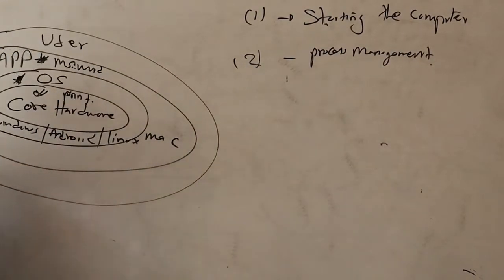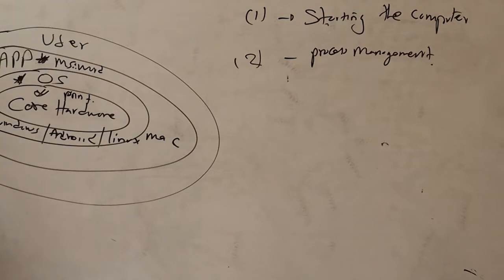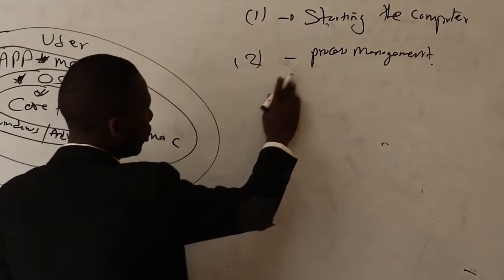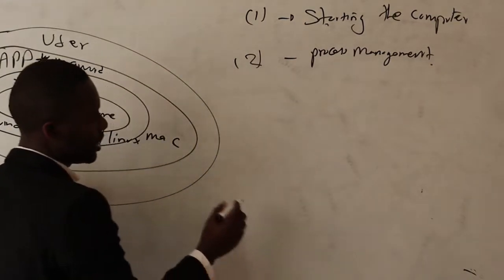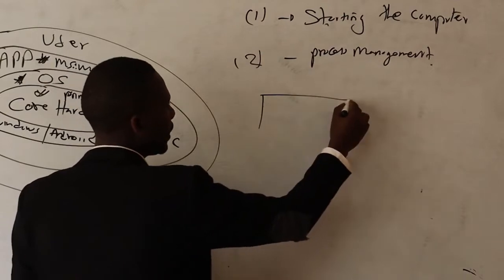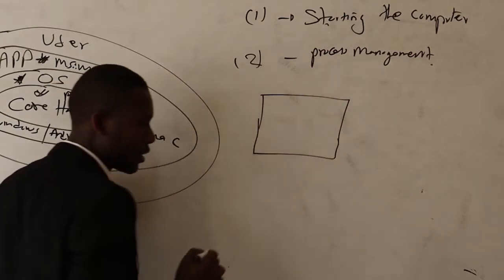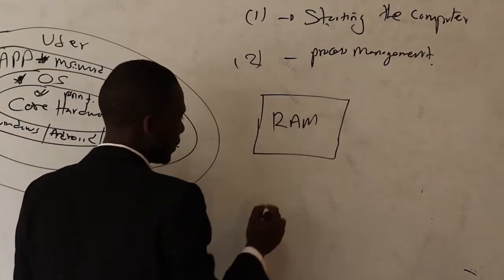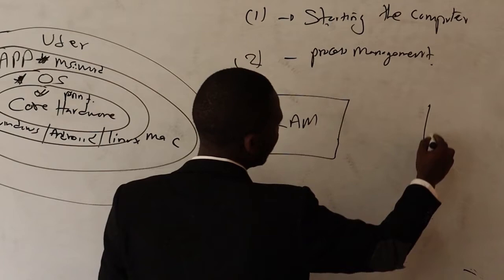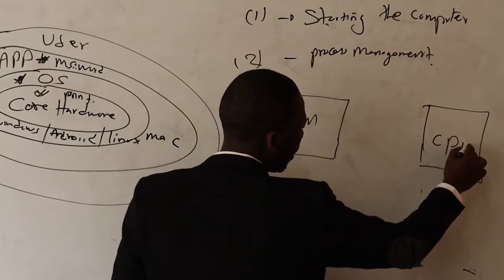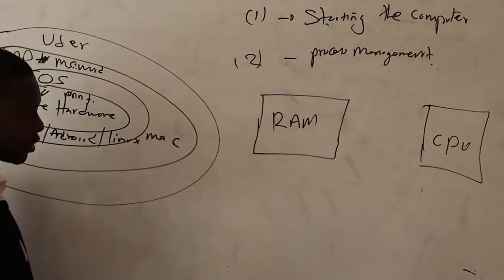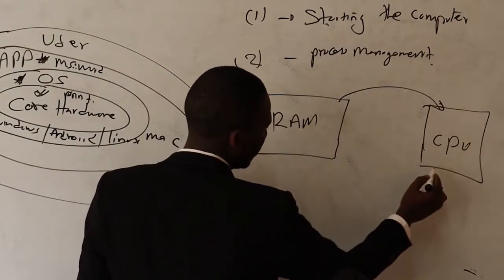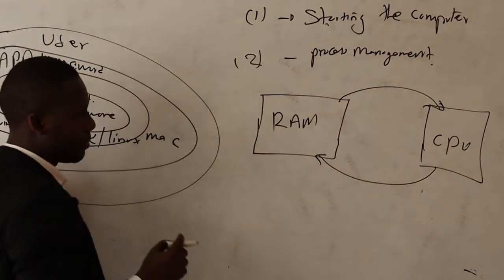That is function number 2, the process management. And when we talk of process management, we are referring to something of the sort. So during processing, we stated that 2 devices are used during processing. The first device is the RAM, that is the random access memory, and the other device is the CPU. And we stated that it's the work of the control unit to fetch instruction from the RAM, then take them to the CPU, then return the results back.